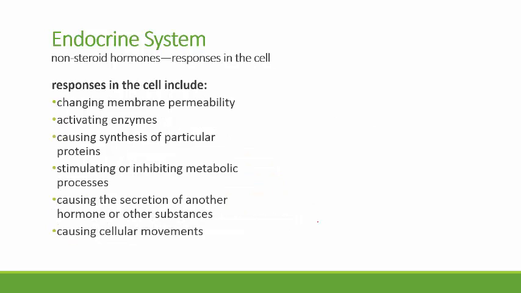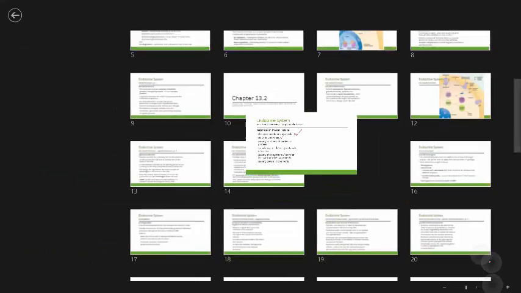So, when we think about non-steroid hormones, what kind of responses do they produce in their target cells? And remember, every cell in the body is probably going to encounter this non-steroid hormone, but only if there is a receptor for the hormone will the cell be a target cell. So some of the responses include that we can make the membrane of the cell either permeable or impermeable to a specific item. We may activate enzymes inside the cell.